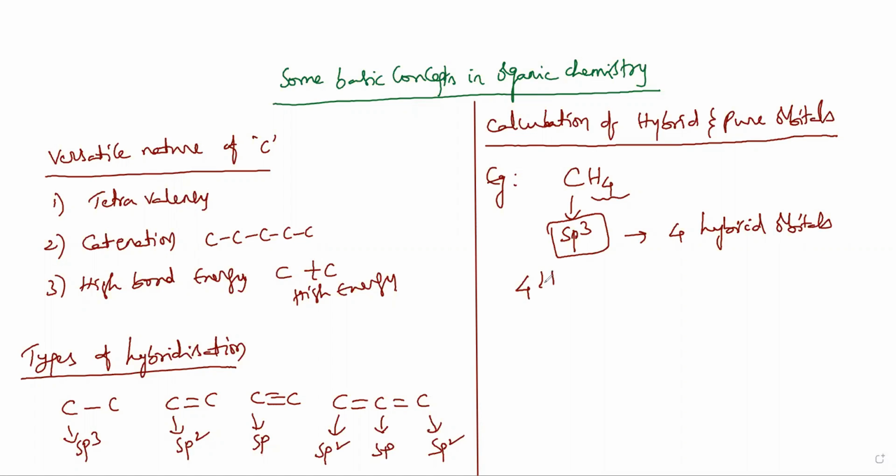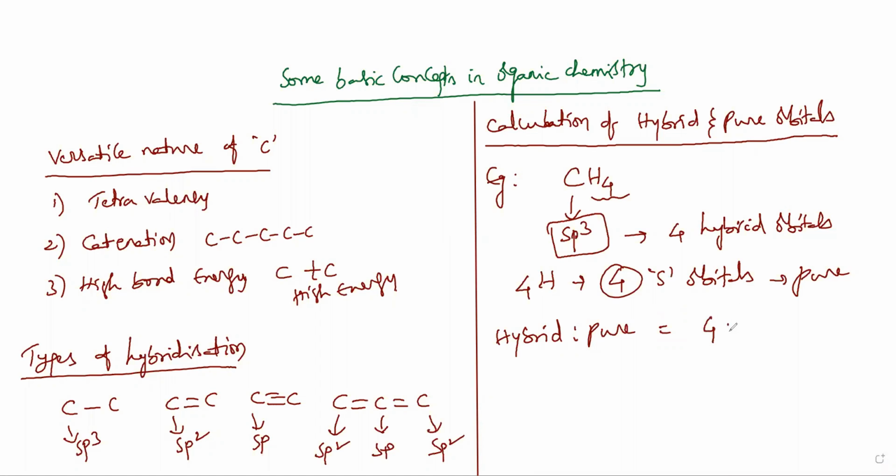So 4 hydrogens have 4 s orbitals. These are pure. So hybrid is to pure orbitals. What is that ratio? Hybrid 4, pure also 4. That is 1:1 ratio. Okay.